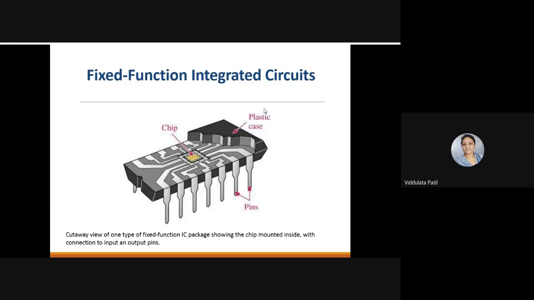Okay, so if you cut any IC, then you will find that here. Is it audible now? Is it clear?